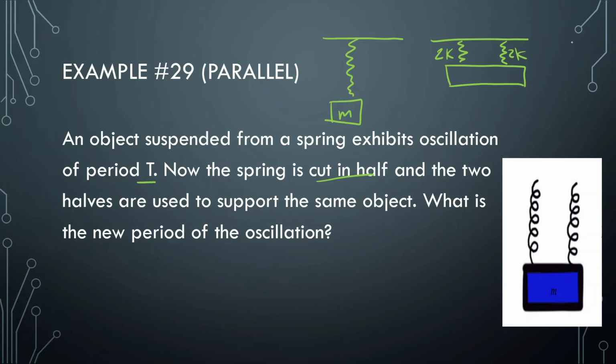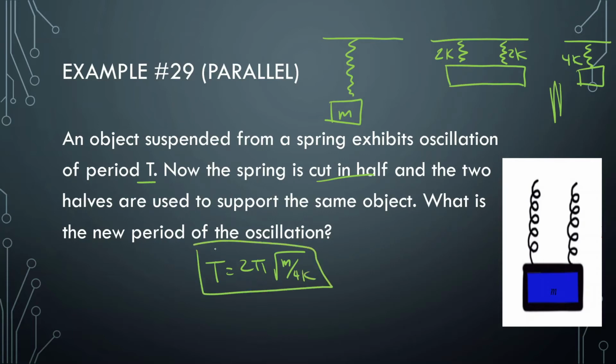So that means this is going to be the same as this being 4K of the original value. And now it's going to oscillate back and forth. So we know that T is equal to 2 pi square root of M over K, and this K should be equal to 4K. So this is what it should be equal to. The period should change. What is the new period of the system?